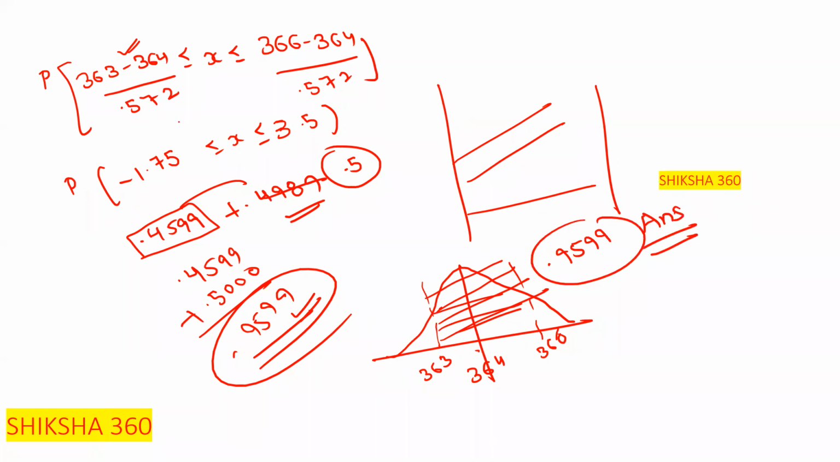And if they are asking for the area not between them, then we have to subtract it from 1. Clear? In this way, they can ask the question in any form. So on the basis of that, we have to solve the question.